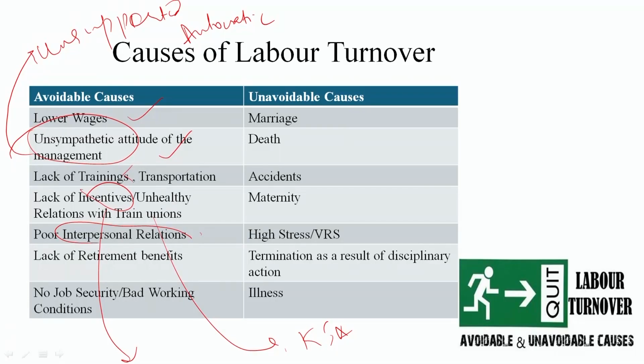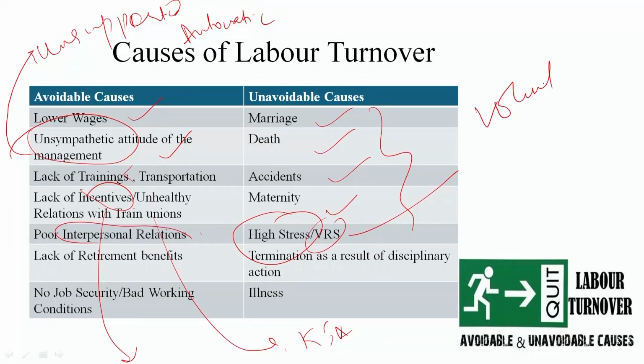Then unavoidable causes. They can be related to marriage, death, accident, maternity. They are all self-explanatory if anyone is getting married or if there is a death. Death is something inevitable, and at any point of time if anyone dies, naturally the vacancy falls vacant, or anyone goes on maternity leave, or maybe there is high stress, or VRS. VRS is basically the voluntary retirement scheme. So if people are taking the voluntary retirement scheme, naturally the vacancy will fall vacant, or there is a termination as a result of disciplinary action.